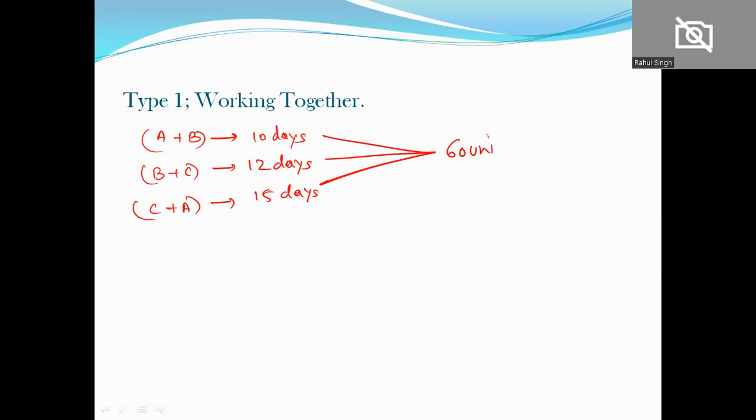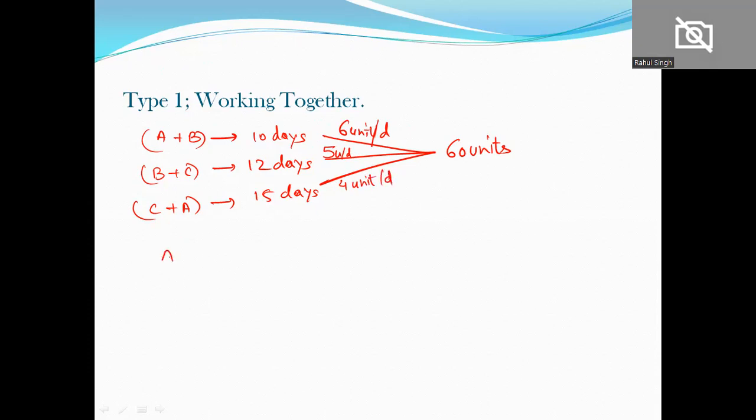60 units of work they are doing. Imagine करते हैं. So A and B can do 60 units of work in 10 days, so 6 units of work they are doing in 1 day. So this is a combined efficiency of both A and B, or we can call it the team efficiency of A and B. B and C can do 60 units of work in 12 days, so they can do 5 units of work in 1 day. And C and A can do the same job of 60 units in 15 days, so they're doing 4 units of work in 1 day.